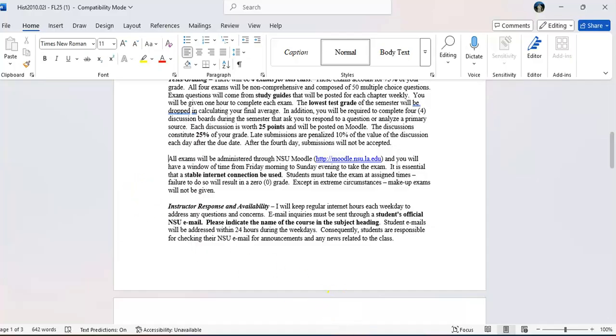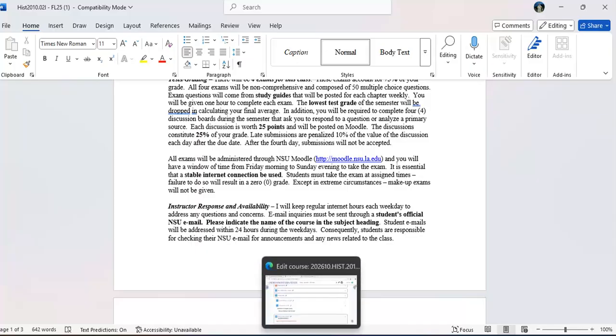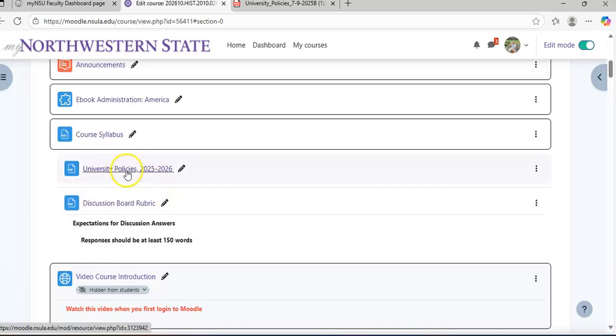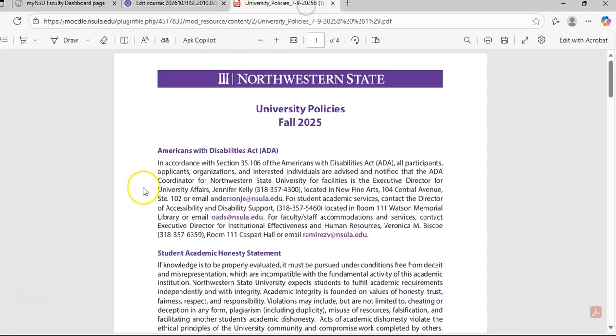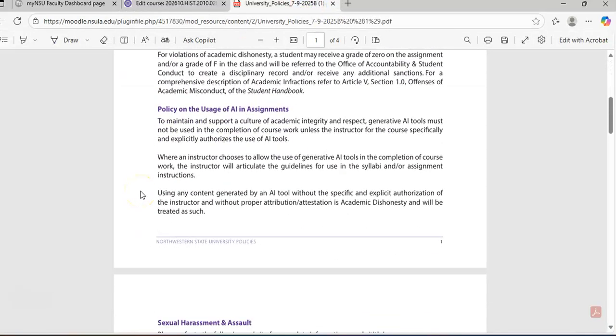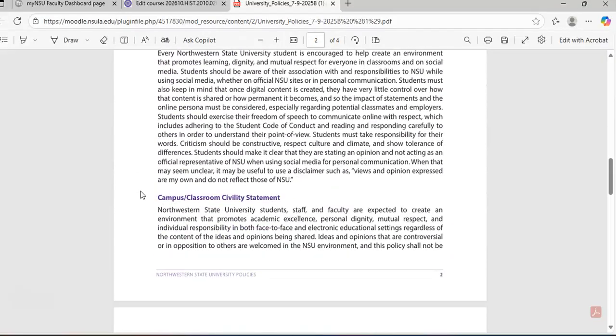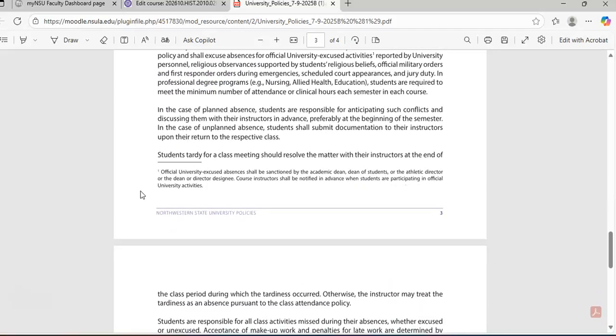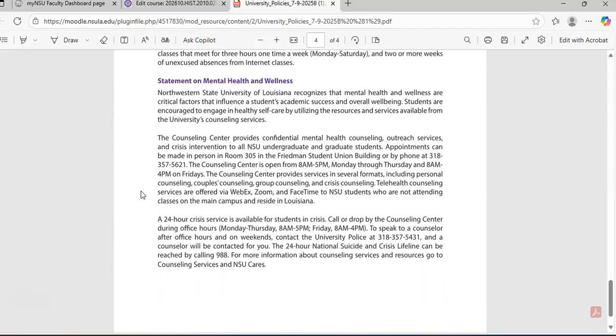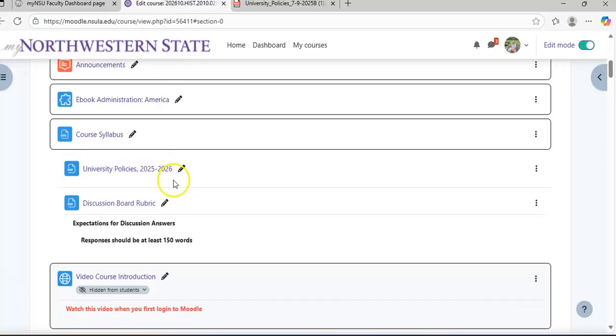The university has policies, and sometimes you see them. Let me see, back to the internet. Okay. University policies are right here, and you can read those. I've attached them into the Moodle shell. Sometimes you'll see them in the syllabus, but you can take a look at those, and they have any information and links if you need them.